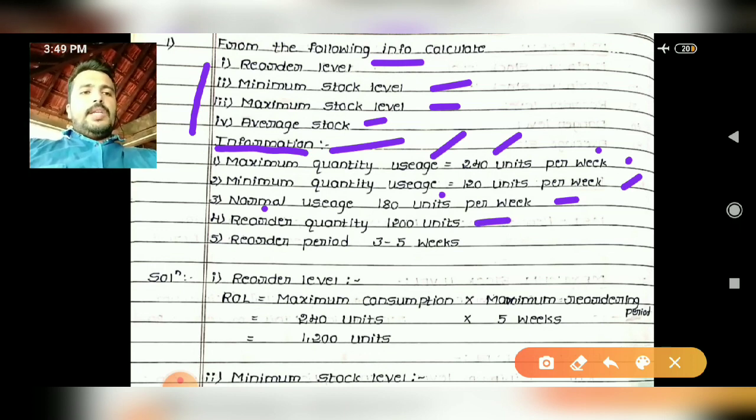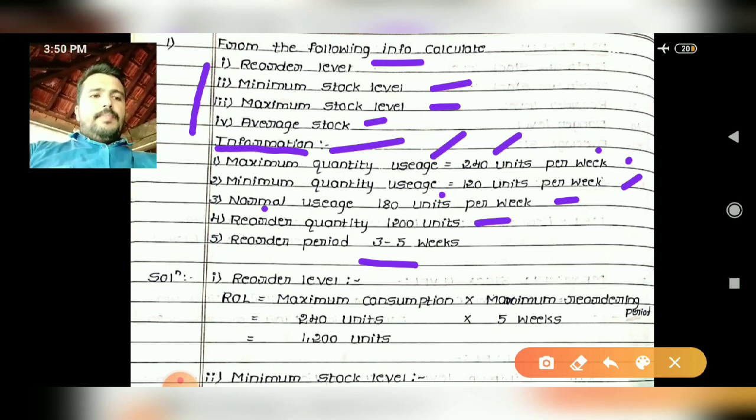Then reorder quantity. At the reorder level you have to order the quantity from the suppliers. So at the reorder level, the reorder quantity which is to be ordered is 1200 units. Then reorder period is given, reorder time, so 3 to 5 weeks. So this is the set of information needed to calculate all these levels. Let us solve this particular problem.